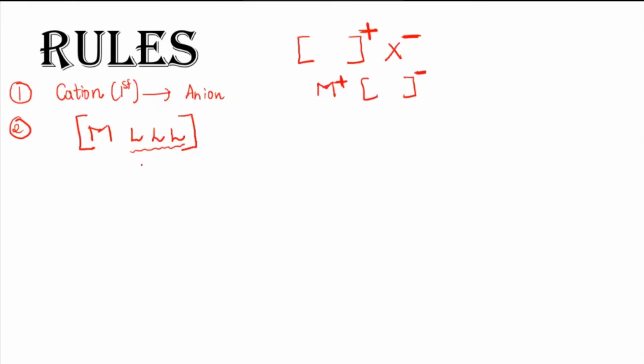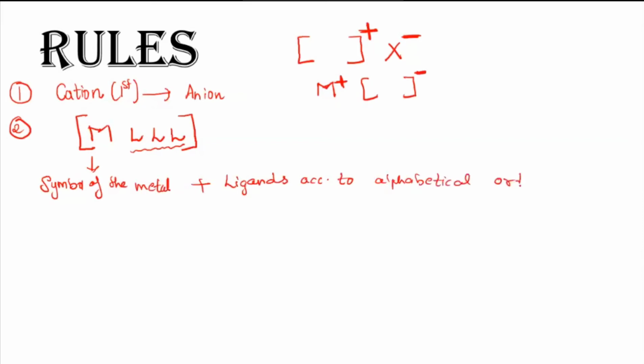I believe it is understood. If you want, I'll just write here. First the symbol of the metal should be written. Then you are going to write the ligands according to alphabetical order. So that comes inside the coordination sphere. Whether it is a positive coordination sphere or a negative coordination sphere, for both it is the same. I have written plus or minus, and for both it goes in a similar fashion.